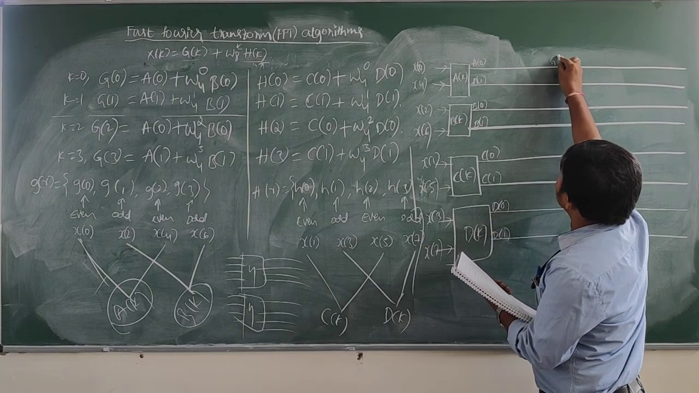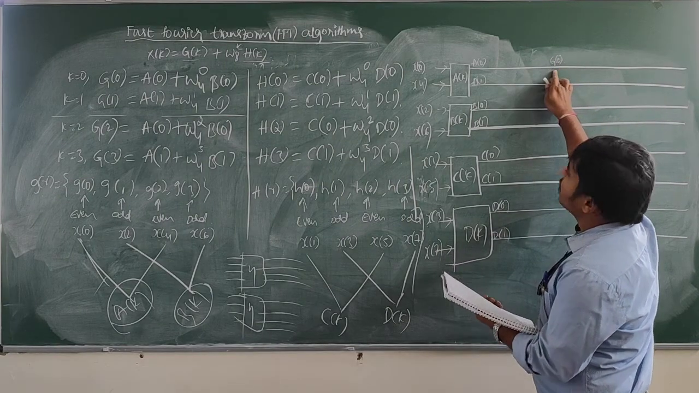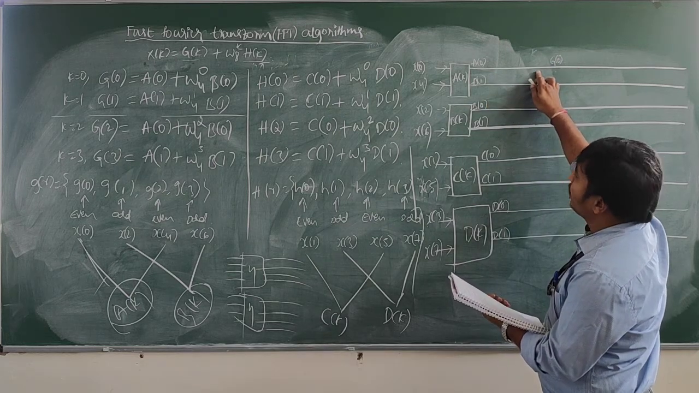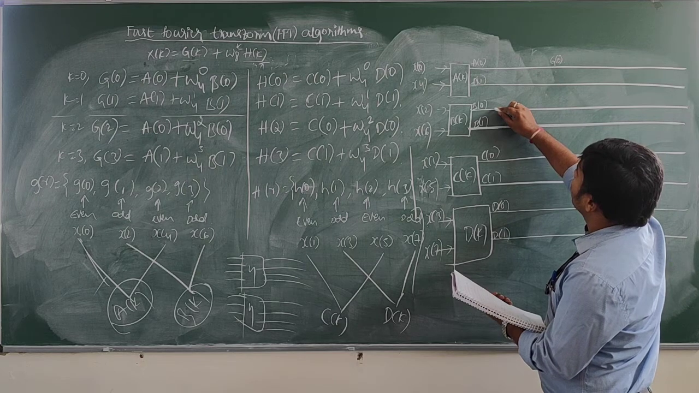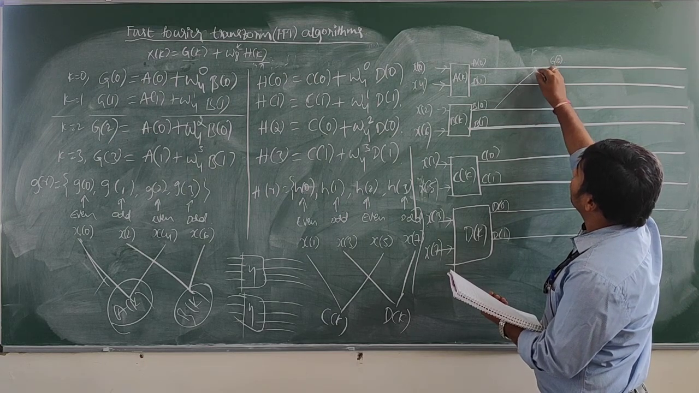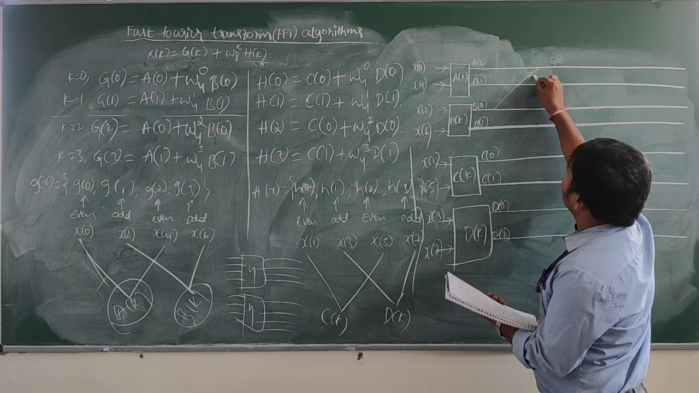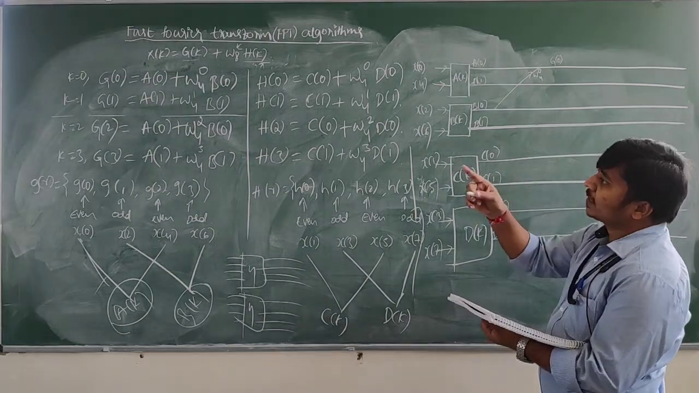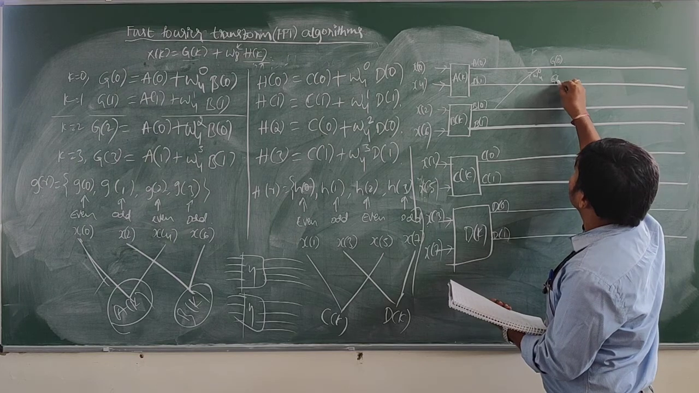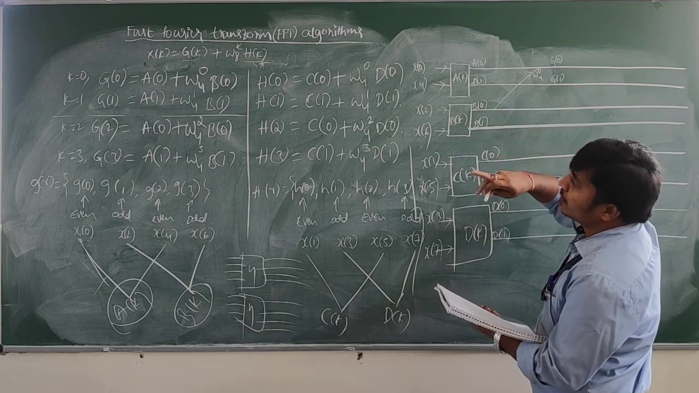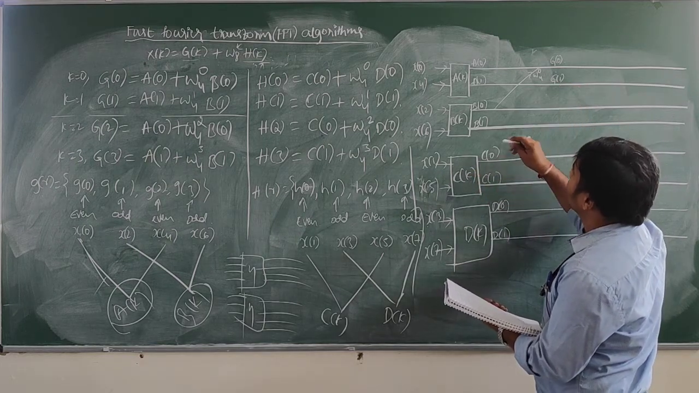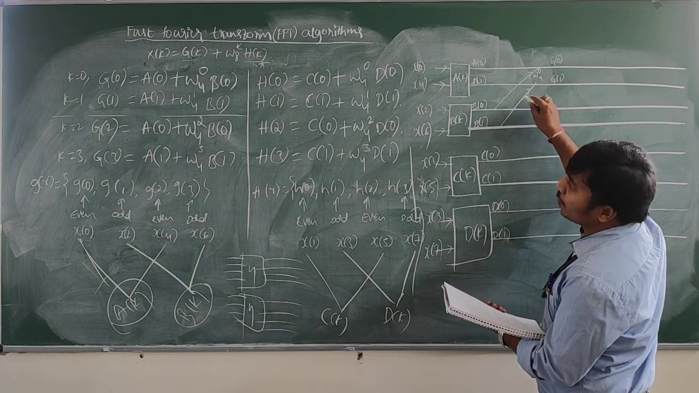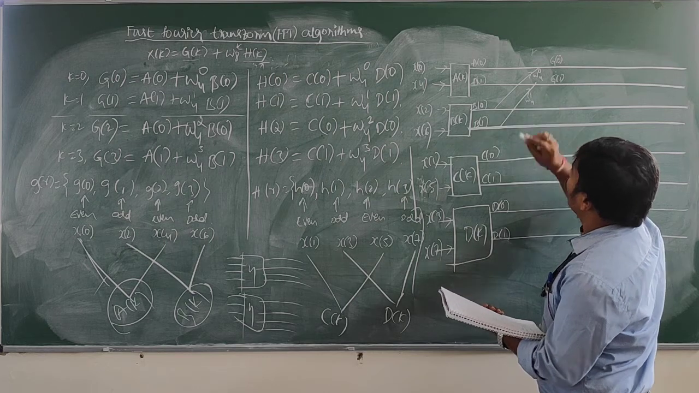Here, for g of 0 to come, the g of 0 equation is A of 0, A of 0 is here, plus we need B of 0. So take B of 0 from here, B of 0 into W of 4 power 0. Next we have g of 1. What is the equation for g of 1? A of 1 plus B of 1. A of 1 is here, B of 1 is here, B of 1 into W of 4 power 1.